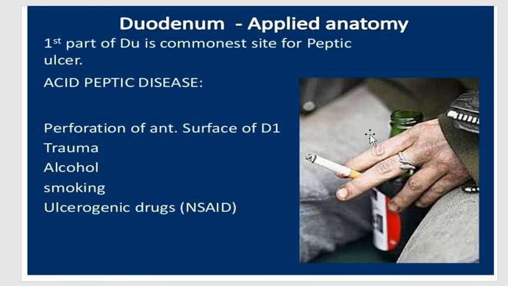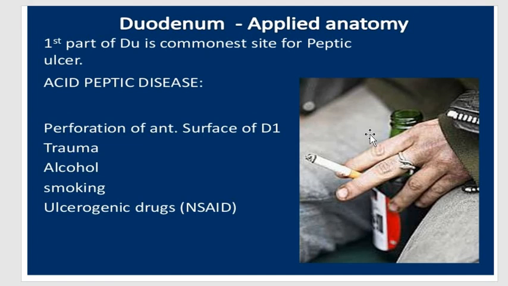Now what are the applied aspects of the duodenum? The first part of the duodenum is the commonest site for peptic ulcers. I told you why: because of the direct exposure to the acidic contents coming out from the stomach. Generally, duodenal ulcers in the first part mostly occur in young persons who have a very busy, tense, anxious personality.